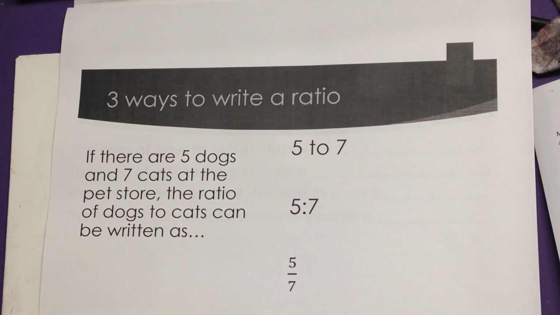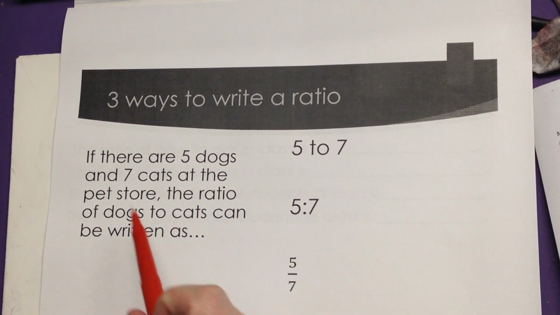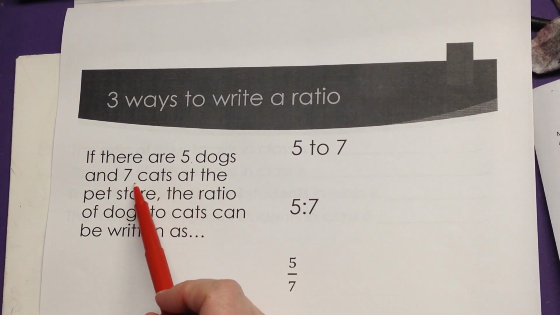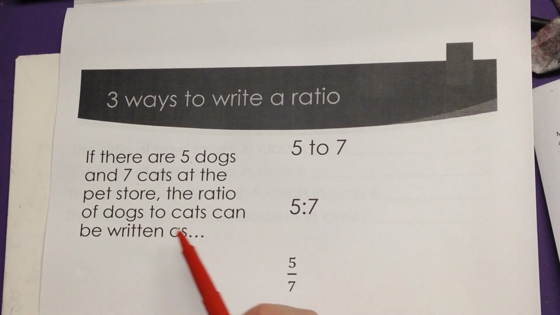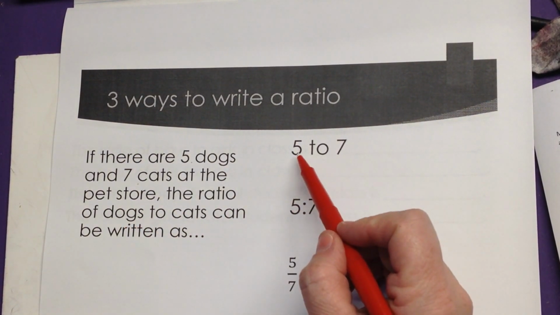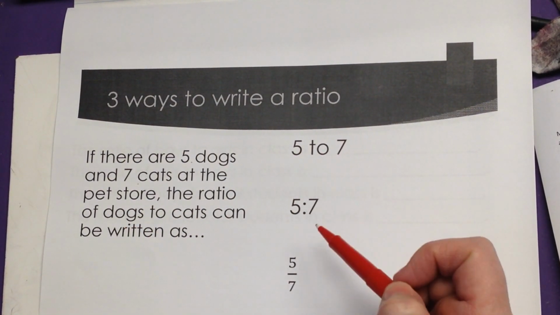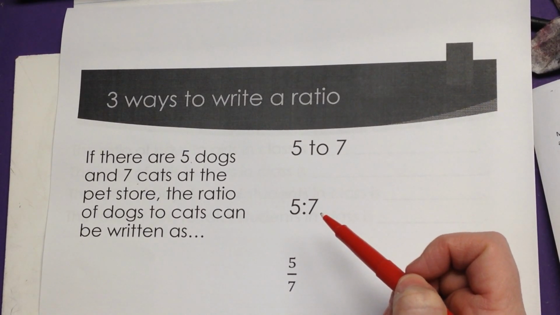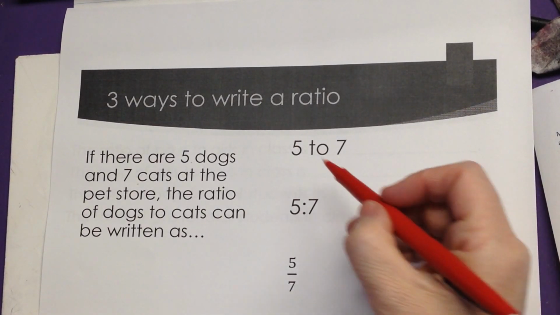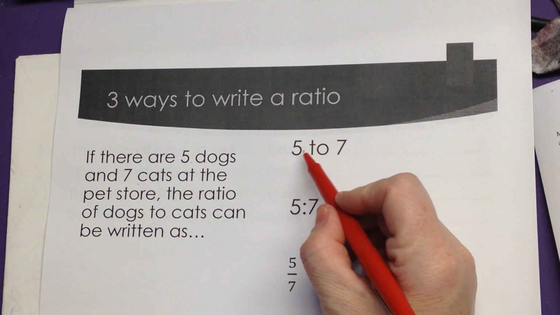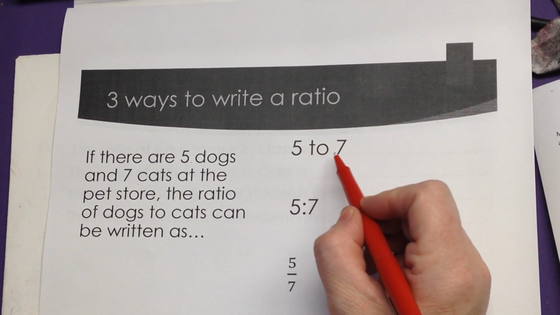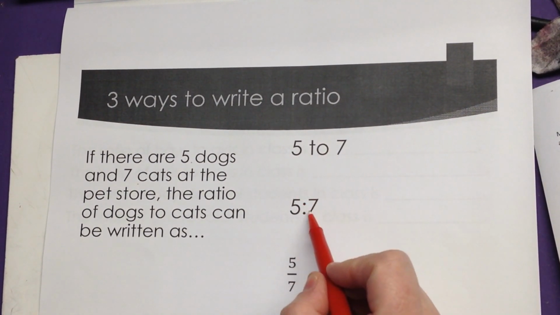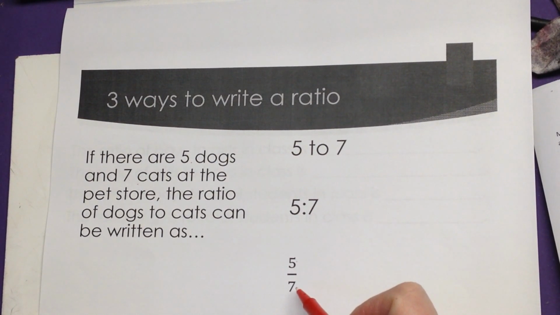All right, next, on your notes, make sure you write down there are 3 ways to write a ratio. Okay, so if there are 5 dogs and 7 cats at the pet store, the ratio of dogs to cats can be written as 5 to 7. But you can write it in 3 different ways. Okay, 5 dogs, 7 cats. So 5 has to go first every time. 5 to 7, this is 5 to 7, this is 5 to 7. Even though they look a little backwards here. Okay?